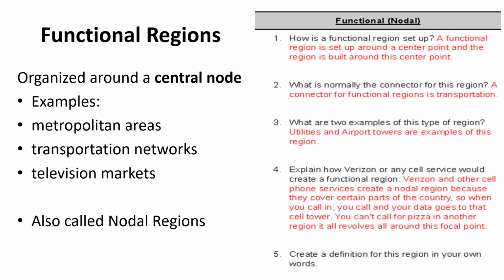Functional regions are organized around a central node of some type. Metropolitan areas around a city hall. Transportation networks around a central station. Television markets around where the transmitter sits. Pizza delivery or an Uber Eats delivery zone only deliver out to an area around them.